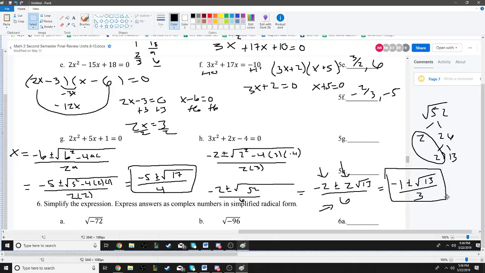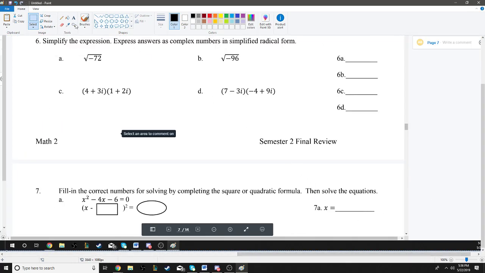Okay, what we're going to do next. Number 6. Simplify as much as possible. So we're going to do it just like we normally do. The square root of negative 72 is actually, if you break it all up, the square root of 36 times the square root of negative 1 times the square root of 2. The square root of 36 is 6. The square root of negative 1 is i. And that's just the square root of 2. That's as simple as it could be.